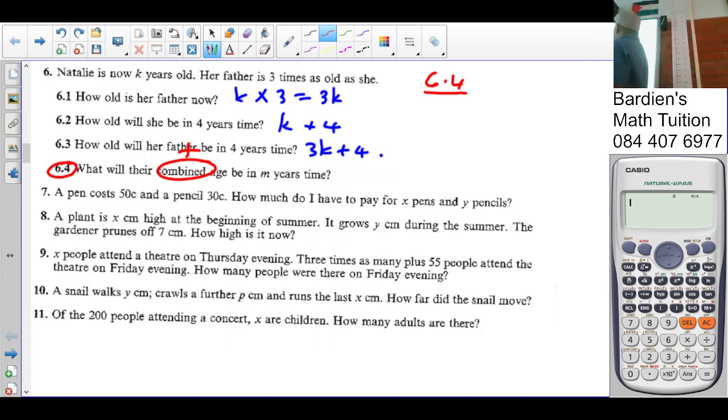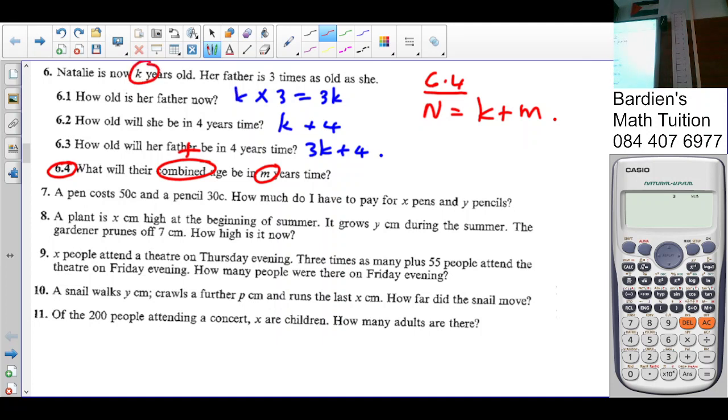Yes. Right. So Natalie is N. How old will Natalie be in M years' time? K plus E. Who agrees with me there? What do you say, Lala? But remember, I told you that's not going to be wrong. Remember, Natalie is now K years old.